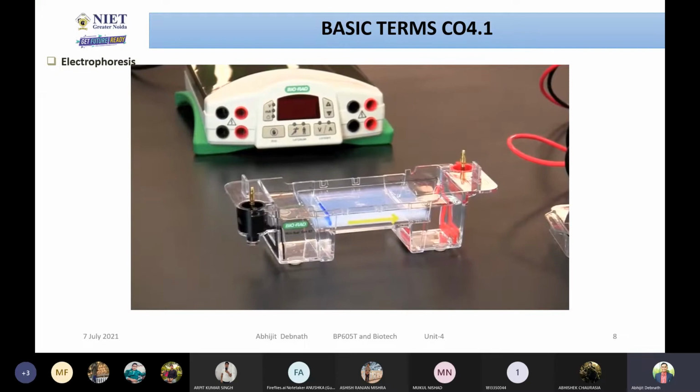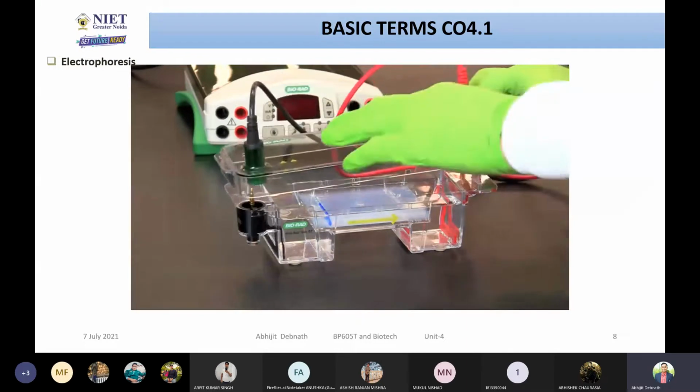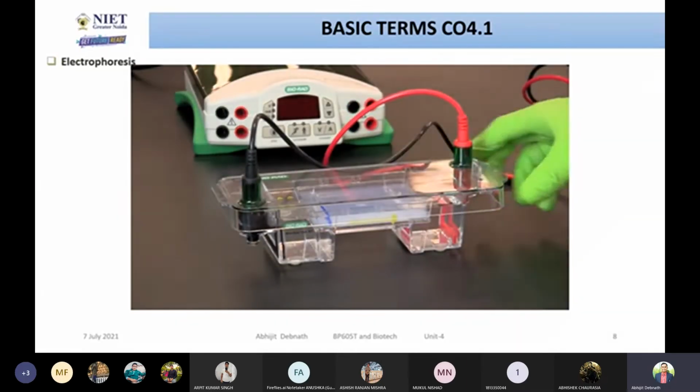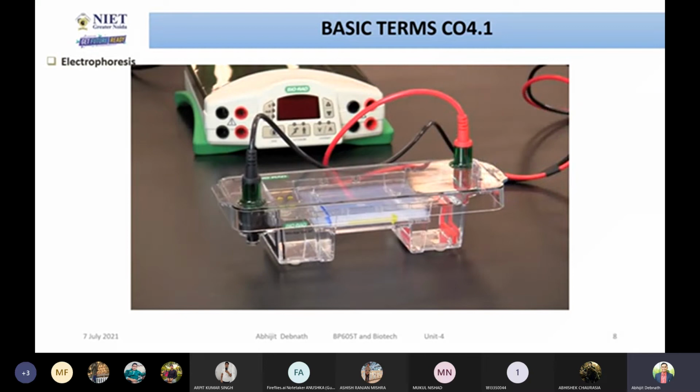So once all the samples have been loaded, avoid any bumping or movement of the gel chamber. This might result in the sample spilling into adjacent wells. Place the lid on the gel chamber with the terminals correctly positioned to the matching electrodes on the gel chamber, black to black and red to red.